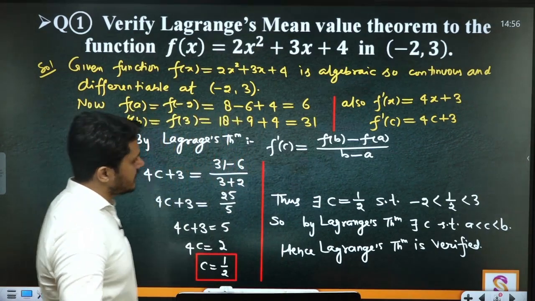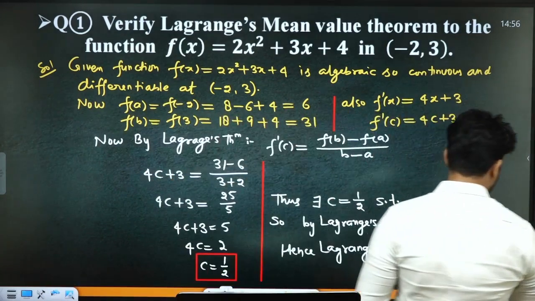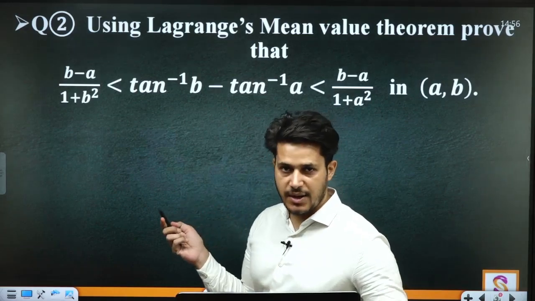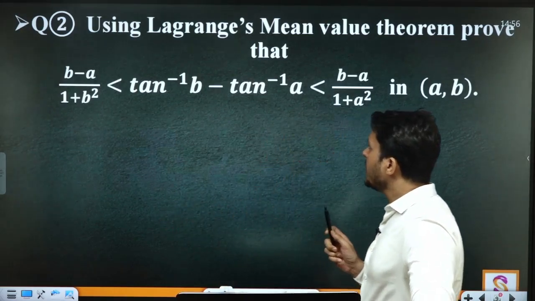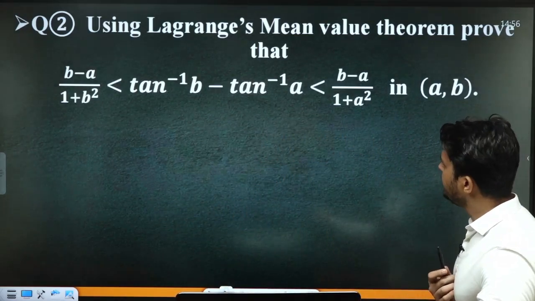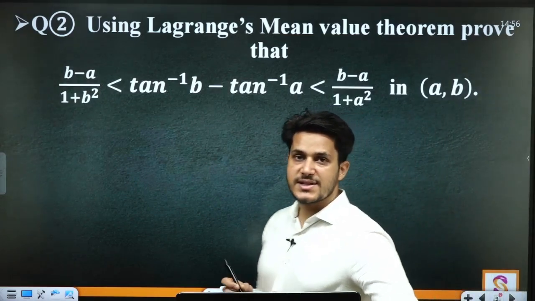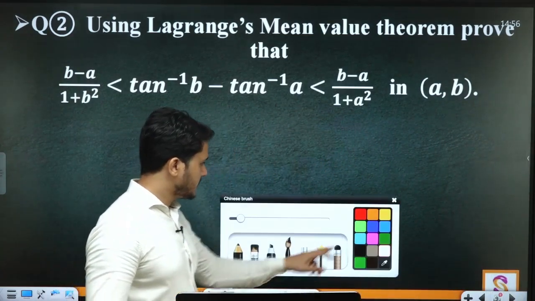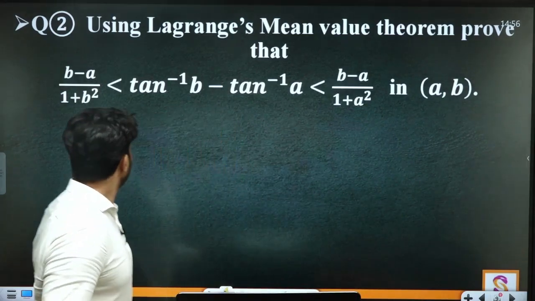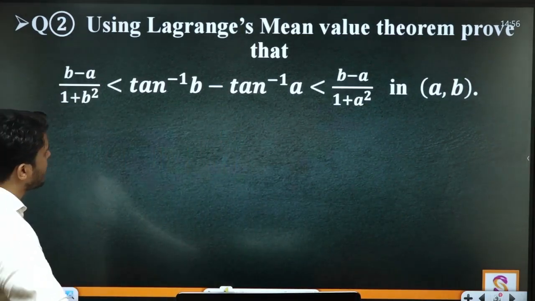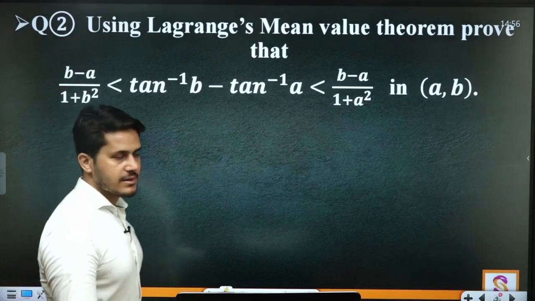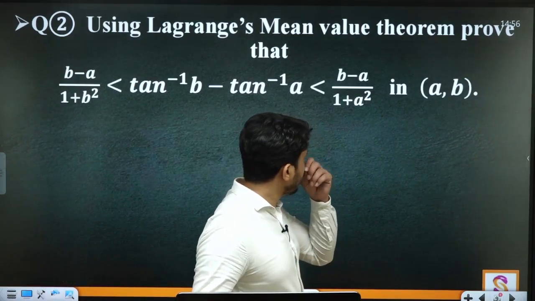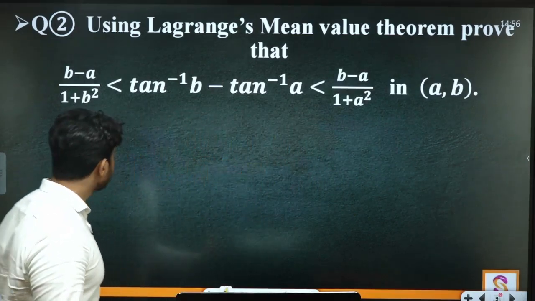Okay. Now the third theorem, and before that one more important type of question. Using Lagrange mean value theorem, prove that this. इस टाइप के क्वेश्चन एग्जाम में आता है. हाँ, ये भी प्रीवियस ईयर क्वेश्चन है कोई. देखो क्या लिखा है, (b minus a) upon (1 plus b square) less than tan inverse b minus tan inverse a less than (b minus a) upon (1 plus a square) in the interval a comma b.